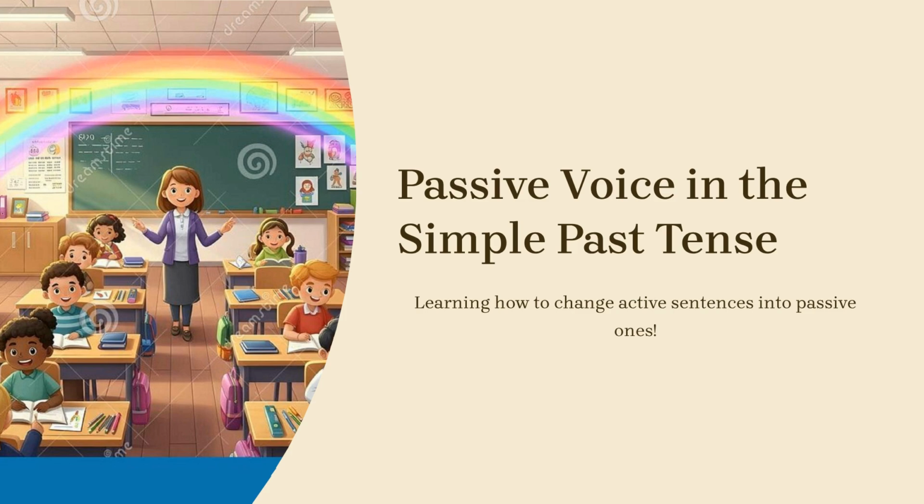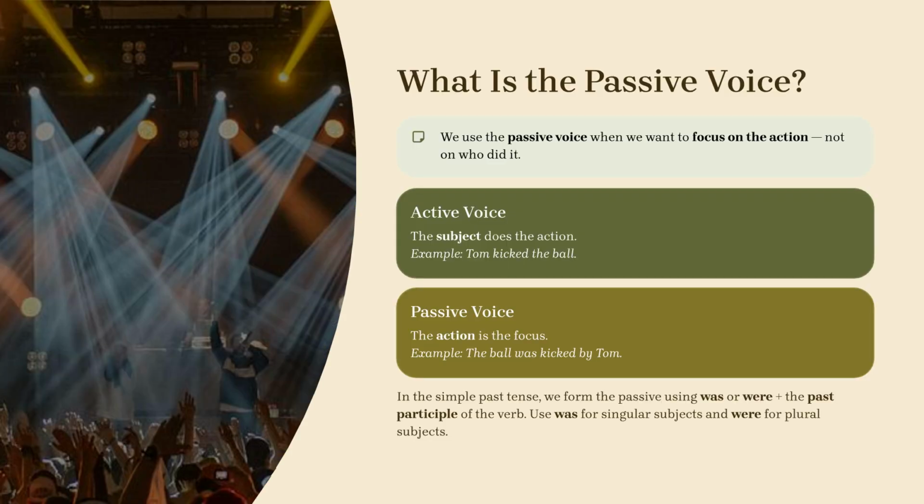Welcome to Passive Voice in the Simple Past Tense, learning how to change active sentences into passive ones. What is the passive voice? We use the passive voice when we want to focus on the action, not on who did it. In an active voice sentence, the subject does the action. For example, Tom kicked the ball.